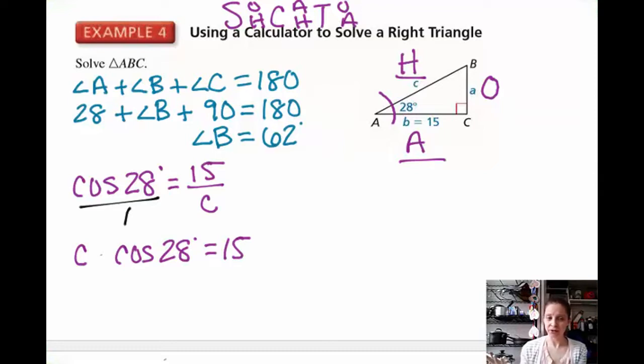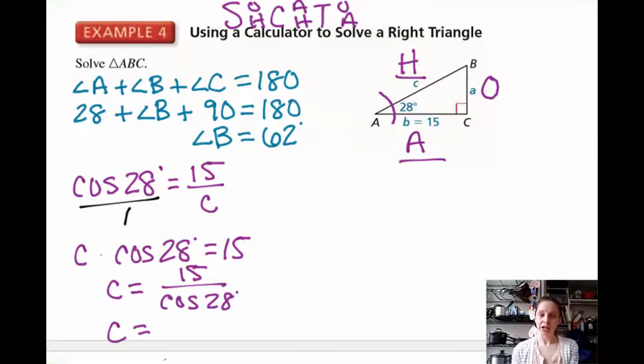There isn't an exact value for the cosine of 28 degrees, so we'll continue solving. To get c by itself, we'll divide both sides by the cosine of 28. So c is 15 over cosine of 28 degrees. Put that in your calculator. Make sure your calculator is in degree mode, and you'll get that c is approximately 16.99.